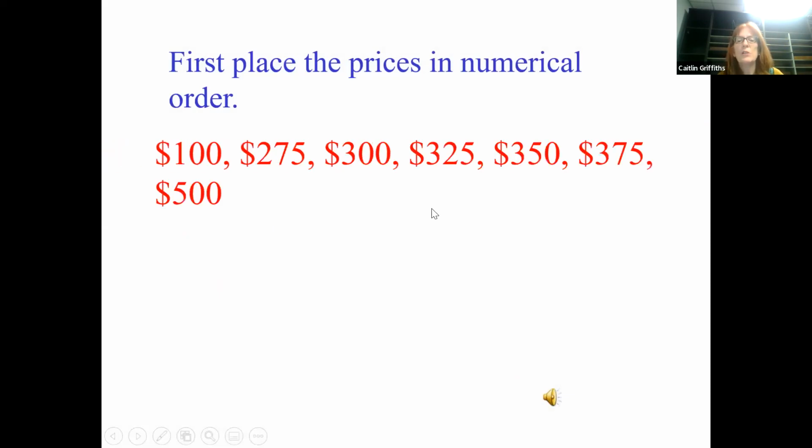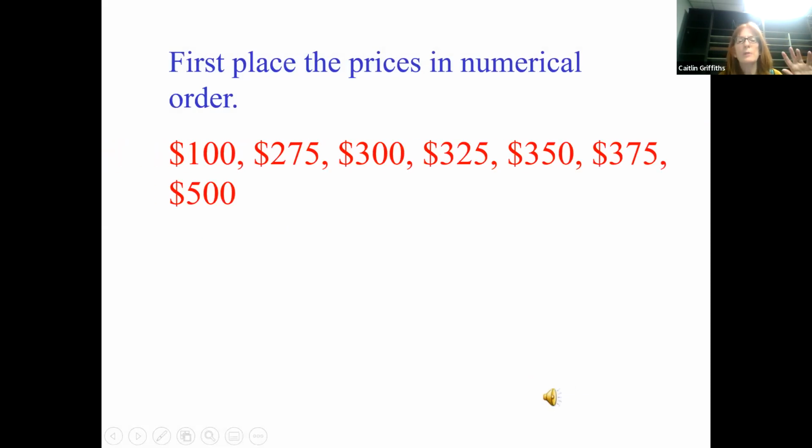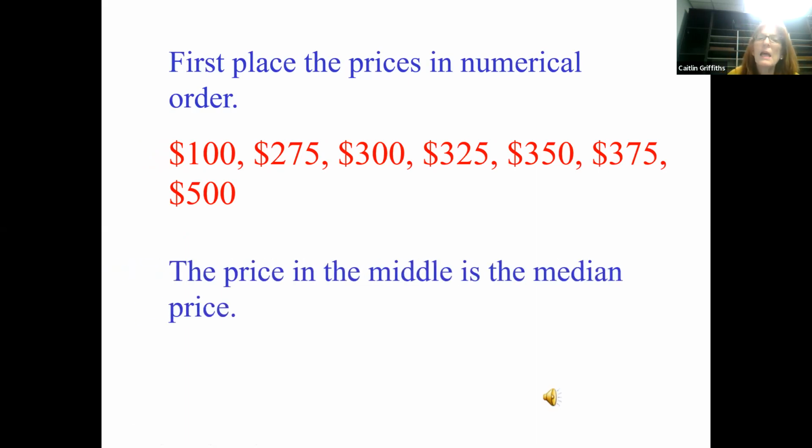So the first thing to do is place them in order. You're going to start with the lowest to the highest, and then the price in the middle is the median. So in this case, we have 7 data points, 7 prices.